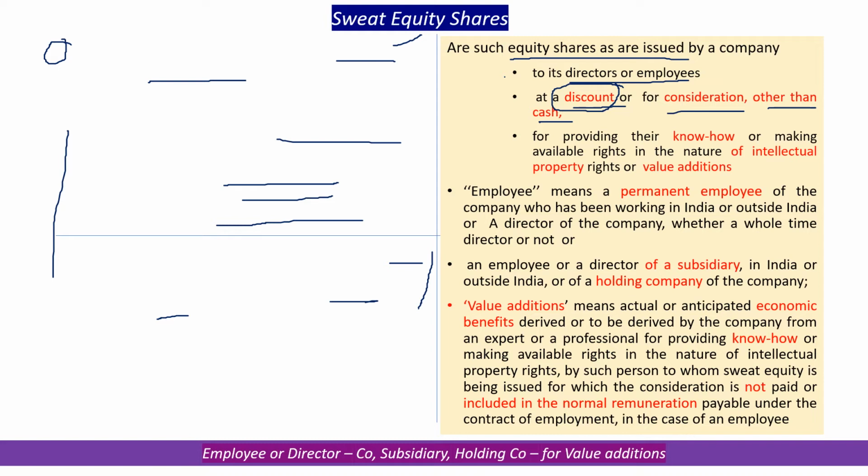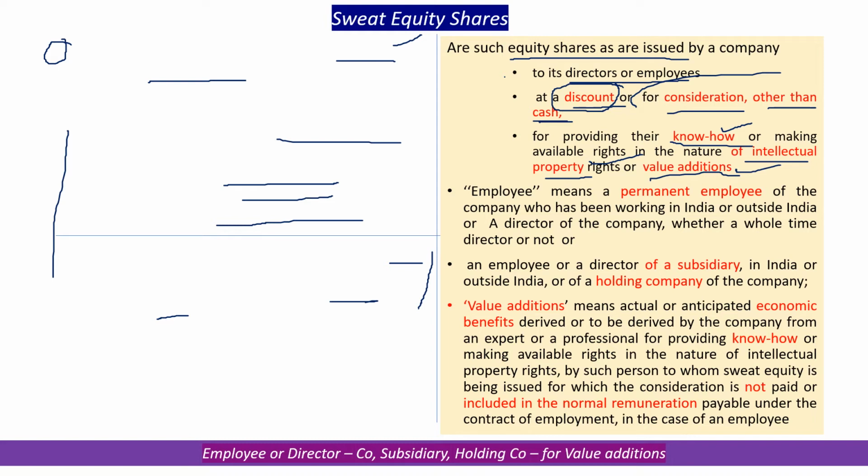Why is it given? It may be given for the know-how, the company gets technical know-how, or it might get intellectual property rights, or some value addition somewhere. This is what the company receives as consideration other than cash. They might not be paying you in cash, but they will give you the technical know-how, or the intellectual property rights, or some value addition in a process or product or marketing.